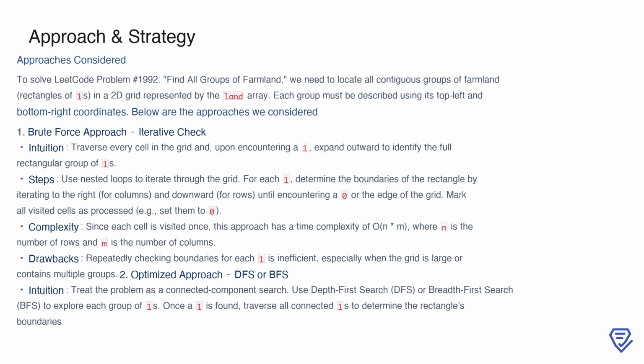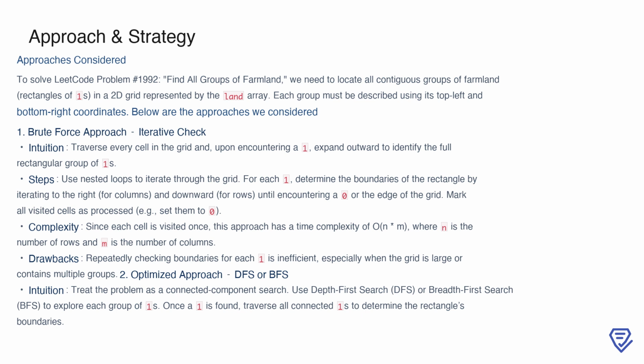To solve the problem of finding all groups of farmland in a 2D grid, we need to identify contiguous rectangles of 1s and represent each group using its top left and bottom right coordinates. The first approach we considered is a brute force, iterative check. Here, we traverse through every cell in the grid, and when we encounter a 1, we expand outward to find the full rectangle by iterating to the right and downward until we hit a 0 or the edge of the grid. As we identify the boundaries of a rectangle, we mark all the cells within it as processed to avoid redundant checks. While this approach ensures that we eventually cover all farmland groups, it involves repeated boundary checks for each one, making it less efficient for larger grids.